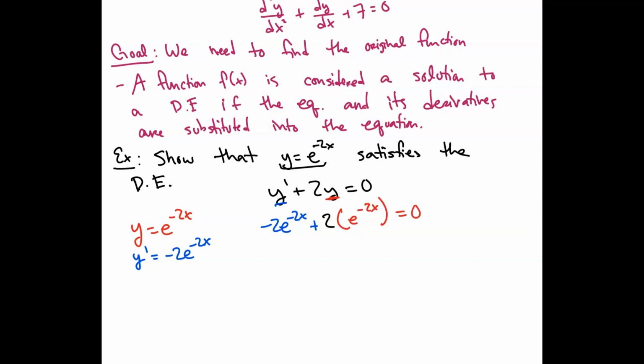And is this equal to 0? Well, yes it is, because negative 2 e to the negative 2x plus 2 e to the negative 2x indeed equals 0, since these cancel out. Okay, so therefore this is actually a solution.